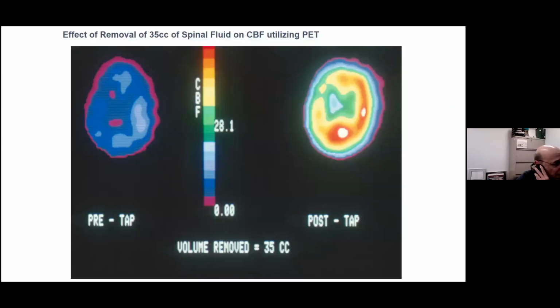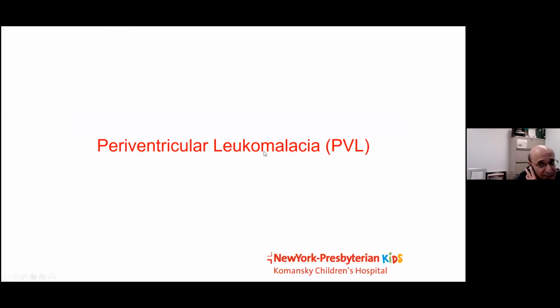As you know, we don't have as many cases as we used to have many years ago. But I'll show you another example. If you take fluid off, this is before, and this was taking off 35 cc's, and you can see the marked increase in blood flow in this particular instance.